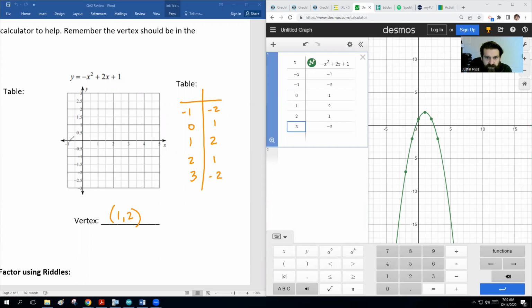Okay, so -1 is at -2. It's right here. 0 is at 1. 1 is at 2. All right, 2 is at 1, and 3 is at -2. Not so bad.